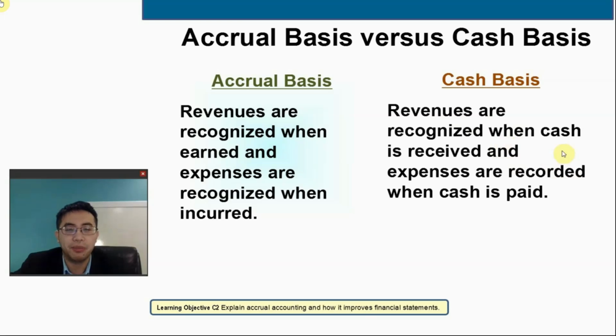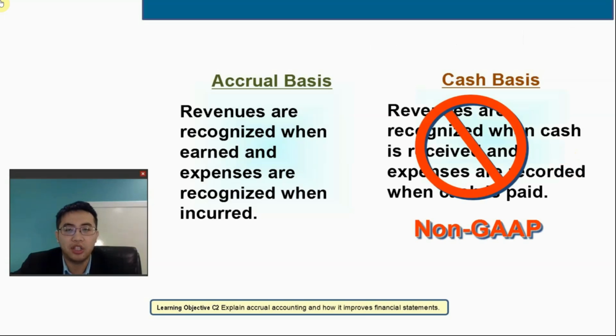And so that happens to expenses. You may purchase something today, but you do not pay until 2 months later. So under a cash basis, your expense is recorded whenever the cash is paid. And that's not GAAP. That's not how we do it in accounting practice. Instead, we use accrual basis.